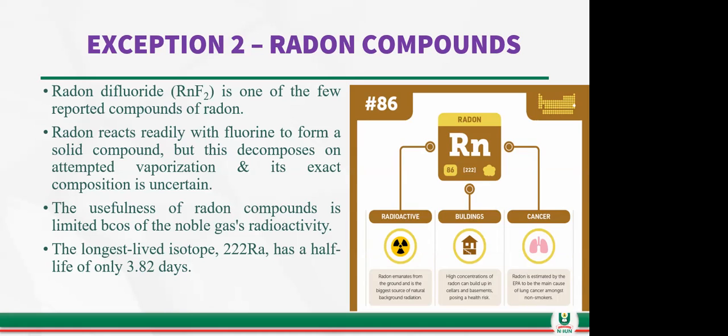The surprise is what is possible and has been established to be true. The longest lived isotope, radon-222, has a half-life of only 3.82 days. See how violent its radioactivity is. Radon emanates from the ground and is the biggest source of natural background radiation. That's why when you talk about radon, you tie it to radioactivity.